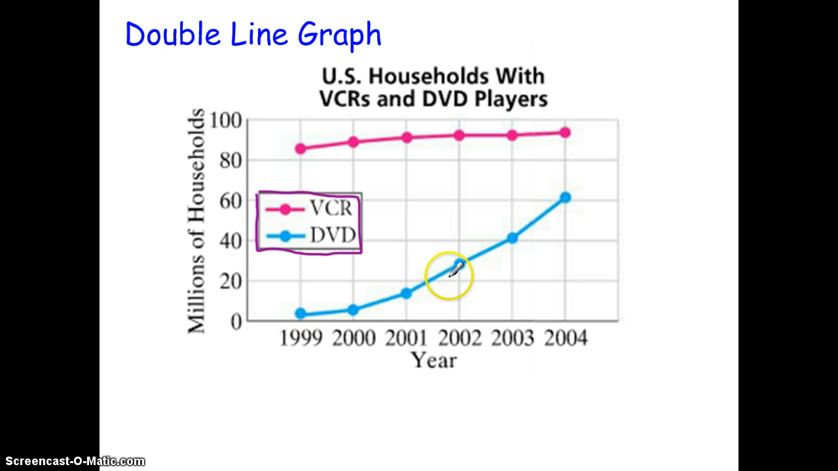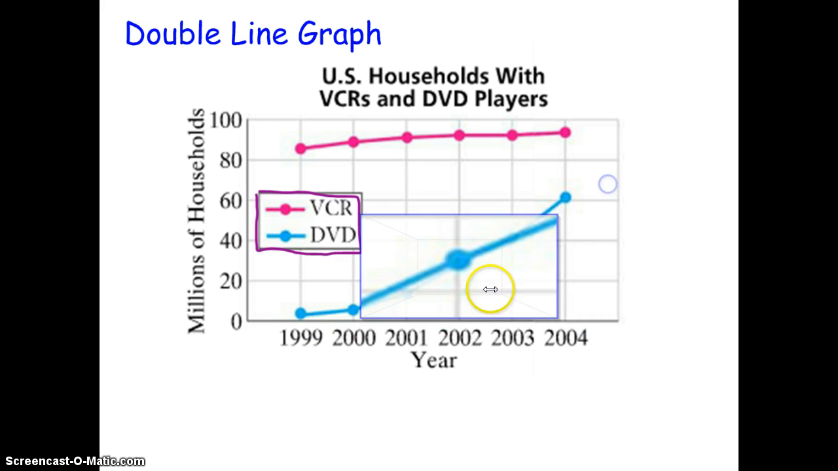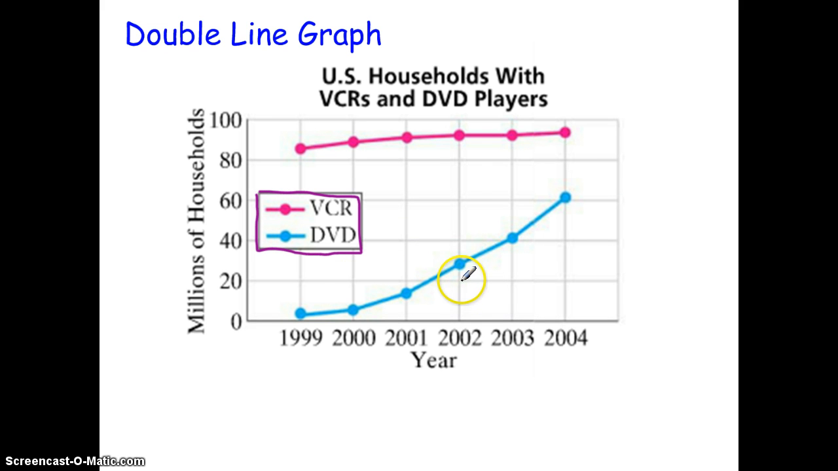Okay, of the increase of DVDs, the blue line is obviously increasing quite a bit from 2000 to 2004, and the VCRs are not as much. Once again, with the double line graph, you could not tell how much that is exactly. You know that it's between 20 and 40, and I'm guessing, just taking a look, it's almost halfway between, probably just under 30 million. But we don't know exactly how much that is.